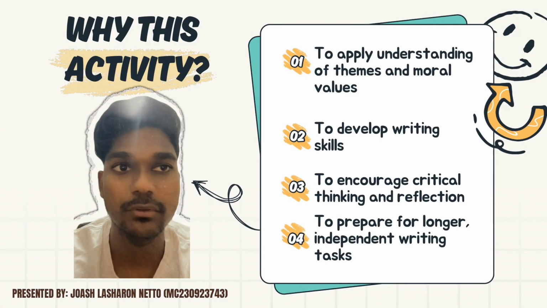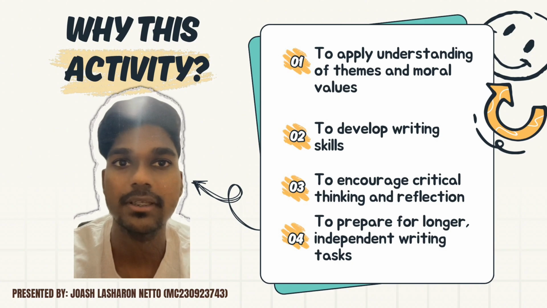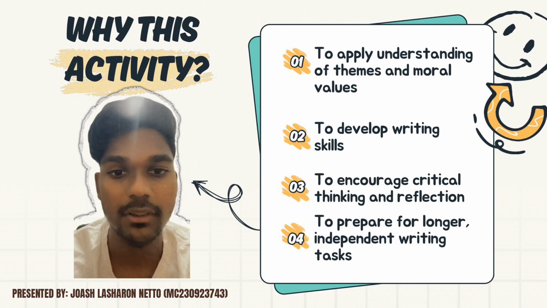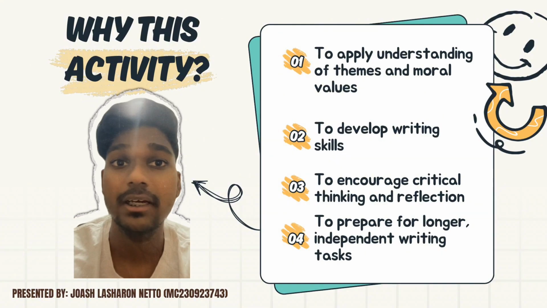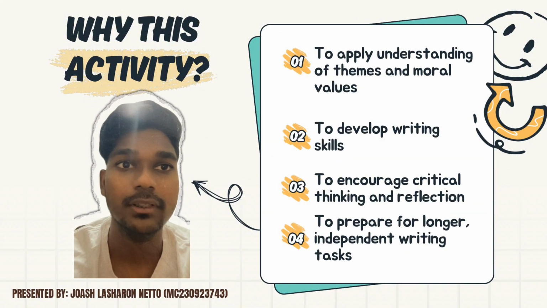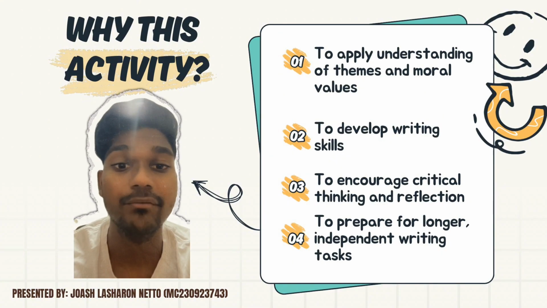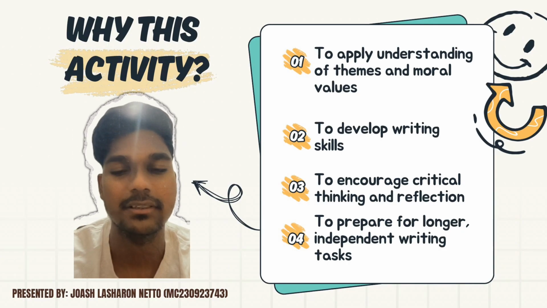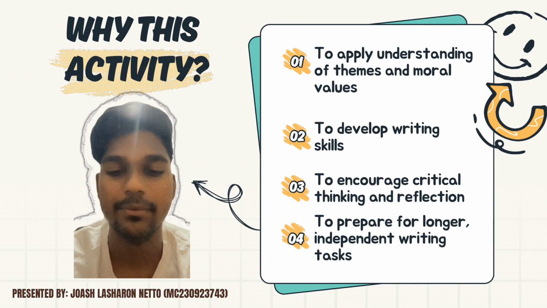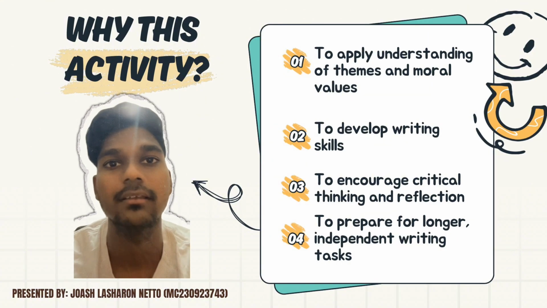First, it helps students apply their understanding of themes and moral values from the story. Second, it develops their writing skills, giving them a chance to practice. Third, it encourages critical thinking and reflection, so students think deeply about the story and its lessons. Finally, it prepares them for longer independent writing tasks by giving them practice in expressing their ideas clearly.